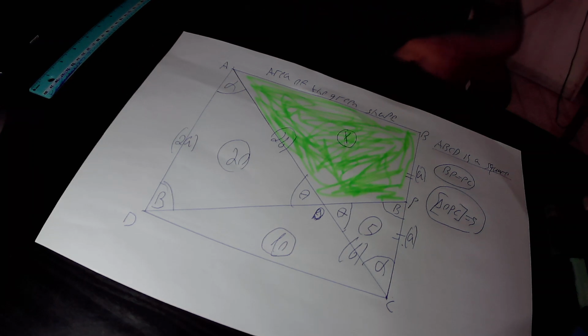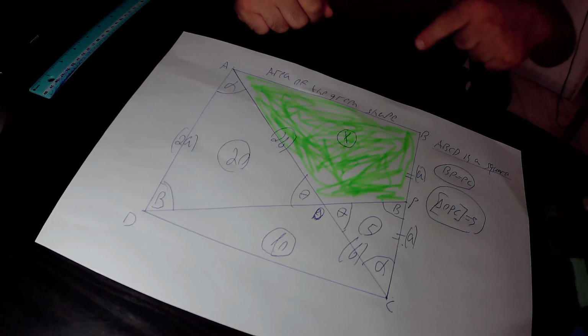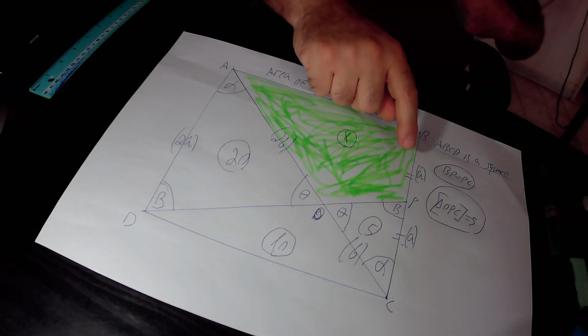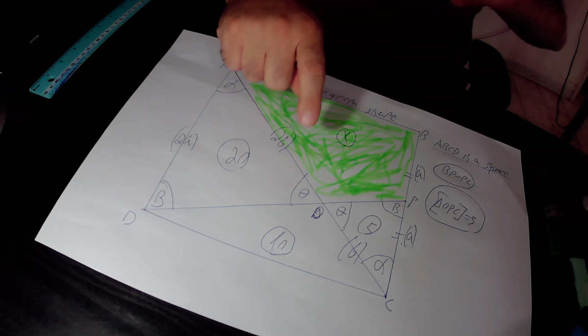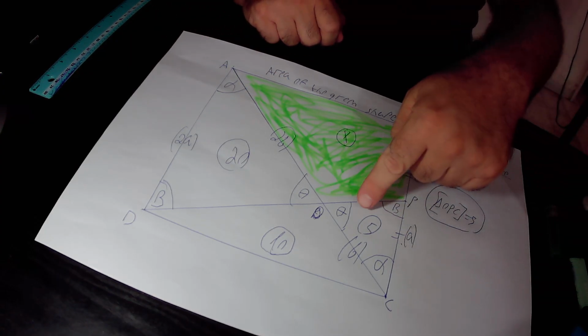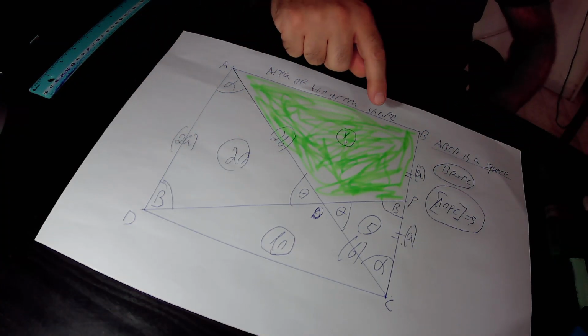What is the square of the ratio of their corresponding sides? Side AD is the corresponding side of side PC. Why is side AD the corresponding side of side PC? Because side AD is in front of angle theta in this big triangle ADO. Likewise, side PC is also in front of this angle theta in the small triangle POC. Therefore, side AD is the corresponding side of side PC.